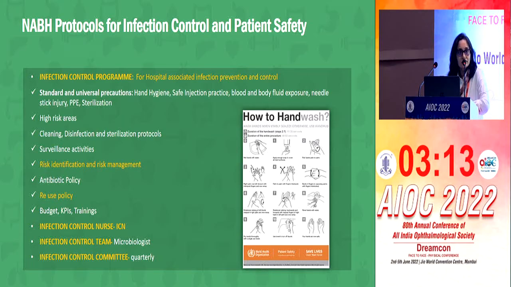There should be an infection control nurse in your hospital who would supervise all these processes and arrange for the trainings. Infection control team, which should include a microbiologist as one of the members. This team will make all the policies. An infection control committee. This committee will review all the policies, and it will also discuss any adverse event if it has happened. The committee has to meet once in 4 months.